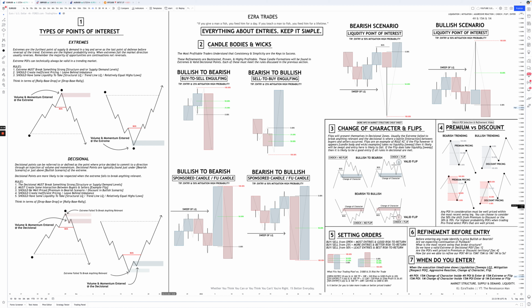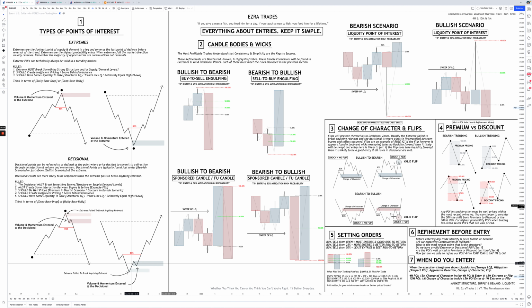But here you can see the price pushed down, we had a pause, price pulled back a little bit, and this was the area where volume and momentum entered the market and broke structure downside. So this first strong point of structure, this first strong low, went with the decisional, because that's where we got that volume and momentum injected.